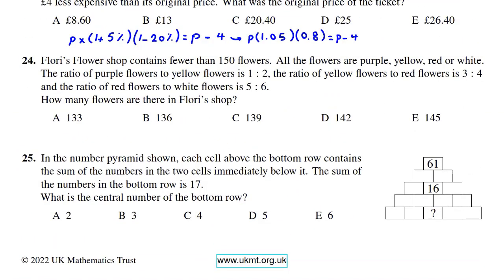Okay, it was 24. Now let's solve the last problem. In the number pyramid shown, each cell above the bottom row contains the sum of the numbers in the two cells immediately below it. So 61 is this plus this. 16 is this plus this. And then it says the sum of the numbers in the bottom row is 17. What is the central number of the bottom row?